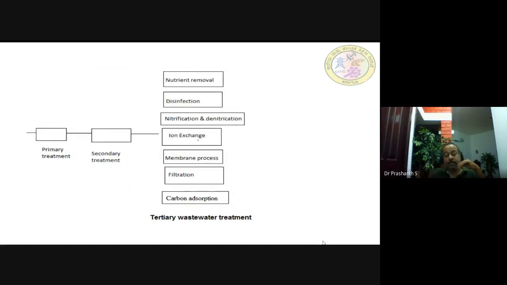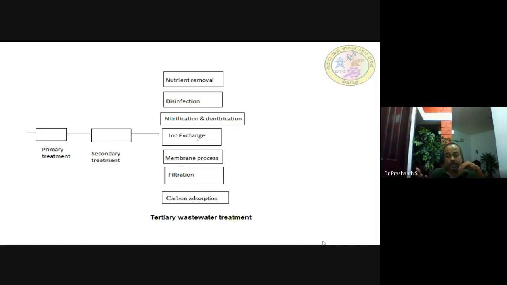See, I'm giving you a diagram. What are the different treatment options that are available in advanced wastewater treatment? Primary treatment is done. Once the primary treatment is done, it is taken to the secondary treatment. To recall, in the secondary treatment, it is the removal of dissolved organics which are present in the effluent of primary treatment.